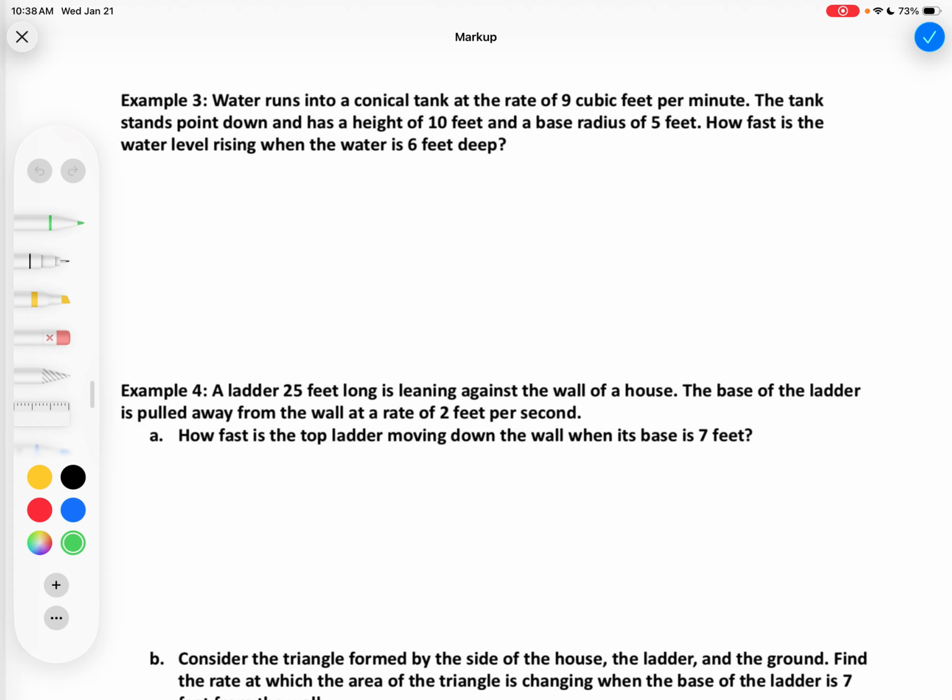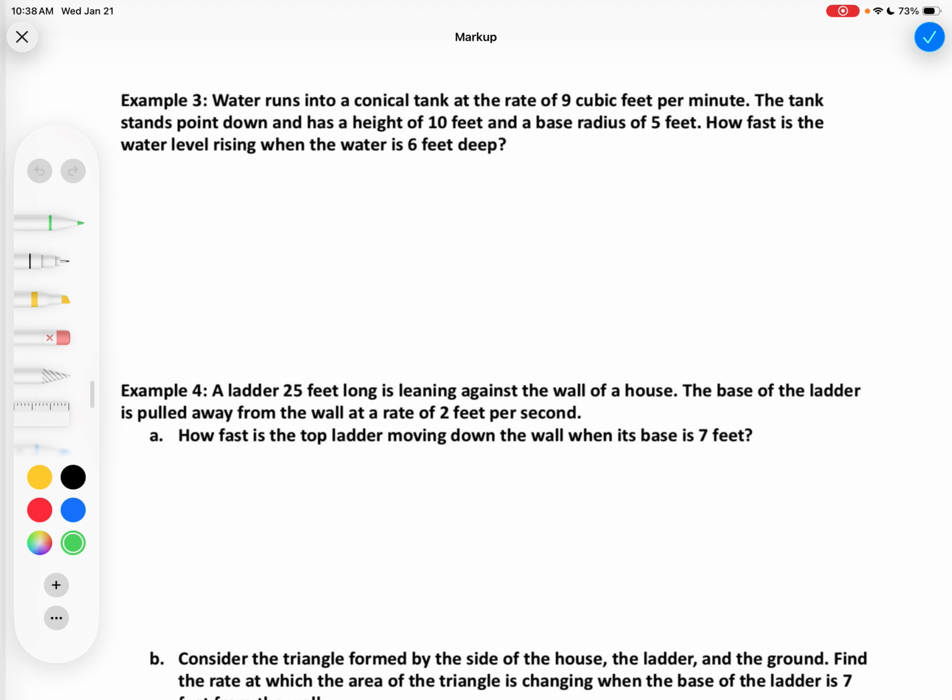So anyways, water runs into a conical tank at the rate of 9 cubic feet per minute. The tank stands point down and has a height of 10 feet and a base radius of 5 feet. How fast is the water level rising when the water is 6 feet deep?